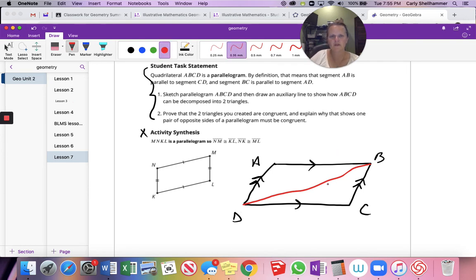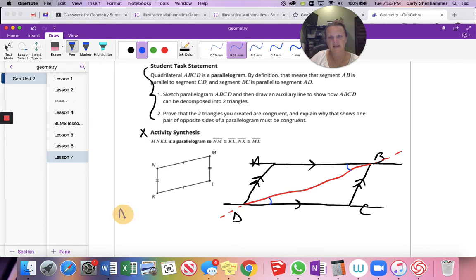So what we can do is this auxiliary line that we drew, I'm going to extend it a little bit so that it's easier to see. And then I'm going to extend these lines a little bit so they're easier to see. So that red line is really a transversal, which means this right here, let's go blue, this angle and this angle are congruent because they're alternate interior angles.